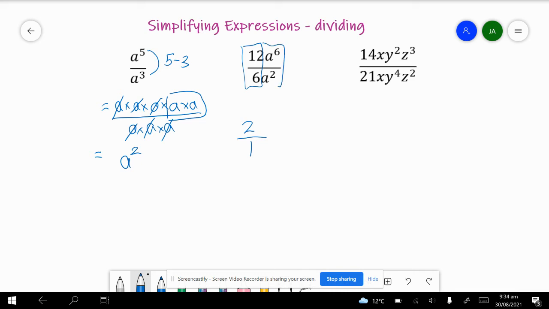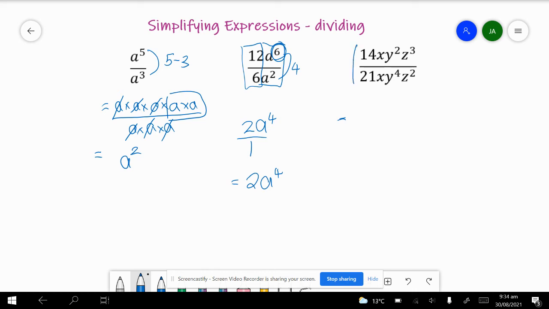Now, using what we learnt before, for the powers, those are both a to the power of something. And 6 minus 2 is 4. And so we've got a to the power of 4 on the top line. The reason why it's on the top line is that that's where the biggest power is. And that will be evident when we look at the next one. We don't usually write anything divided by 1, so tidy it up by writing it just as a to the power of 4.